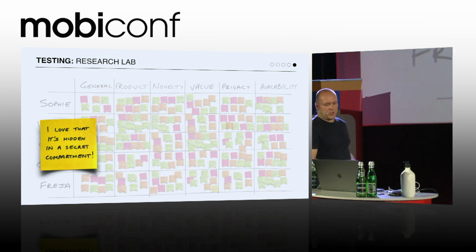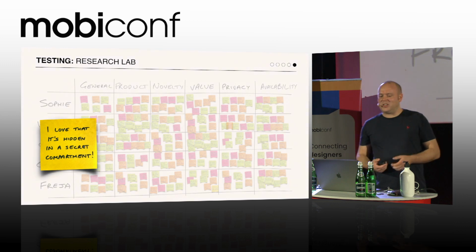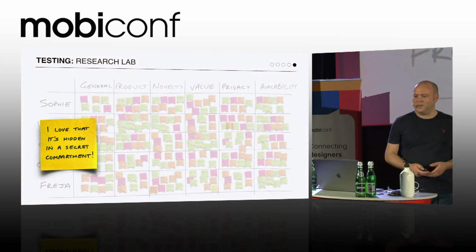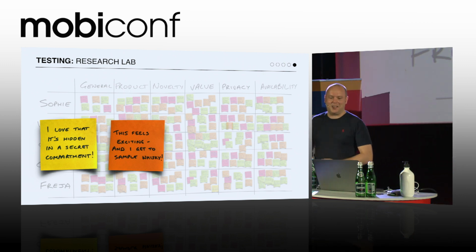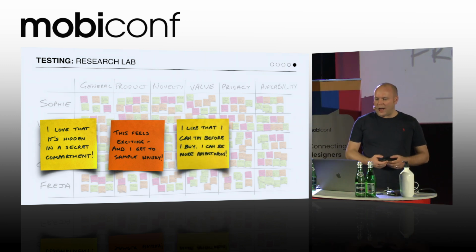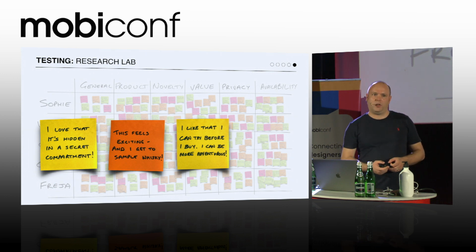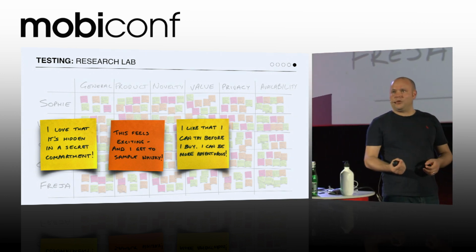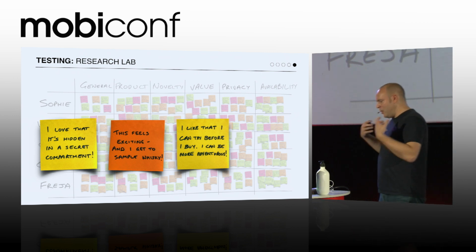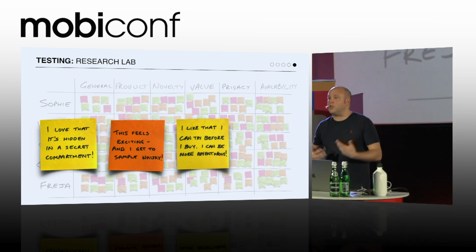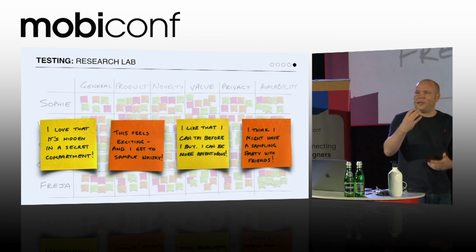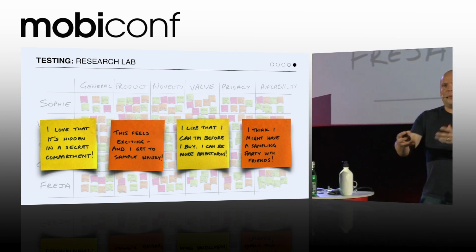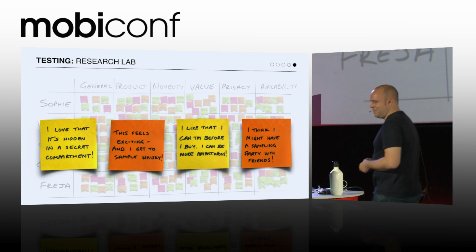But in this case, people are saying, I love that it's a hidden secret compartment. So that's quite exciting for them. This feels exciting, and I get a sample of whiskey. Fantastic. I like that I can try before I buy, I can be more adventurous. So that's something that's really going to be beneficial for Rothstein and his team. They're going to be able to try out much more exciting, adventurous whiskies, sell more product ultimately. And I think I might have a sampling party with friends. So you never know, there might be another aspect of a business idea in there where you help people to set up different types of parties.